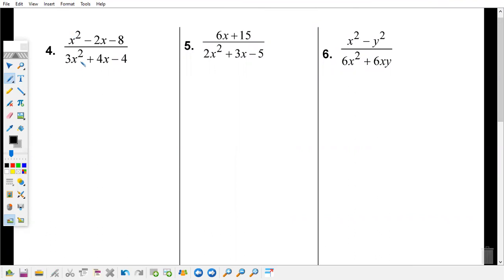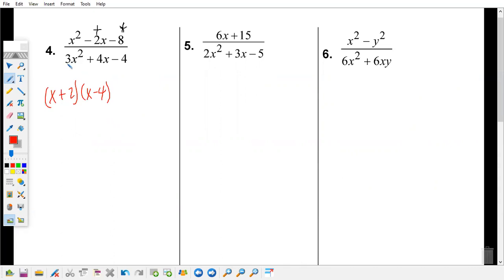Gotta love practicing factoring. All right, x squared minus 2x minus 8. So to factor this, it's a simple trinomial. It multiplies to give me negative 8, but adds to give me negative 2. Perfect, 2 and negative 4. So a positive 2 and a negative 4.